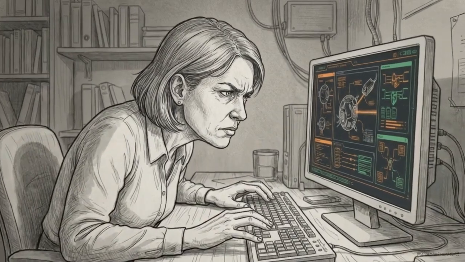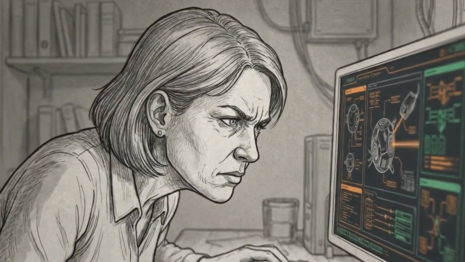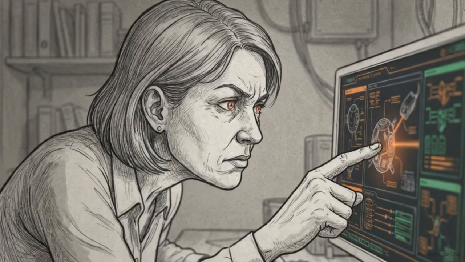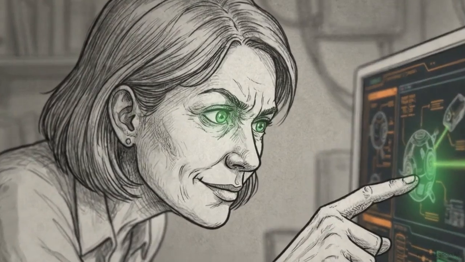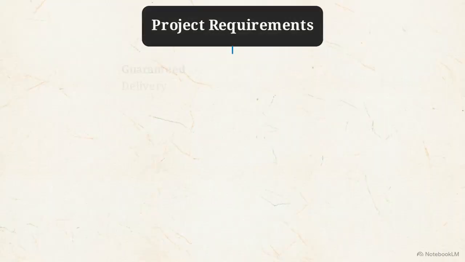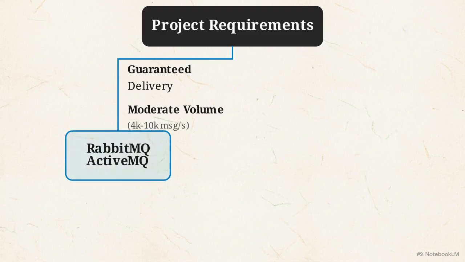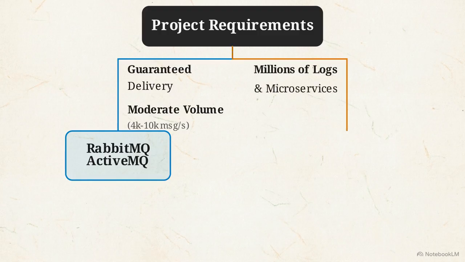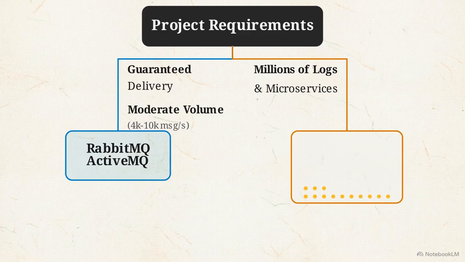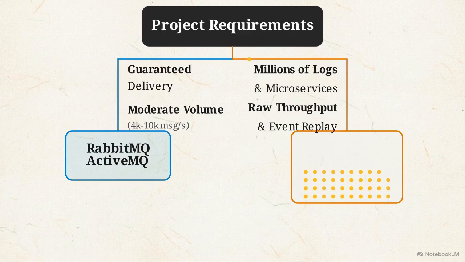Consider the high-reliability developer. You are building an e-commerce platform, a payment gateway, or a system that handles critical financial transactions. For you, guaranteed single message delivery is completely non-negotiable, and your overall volume is moderate. You should deploy RabbitMQ or ActiveMQ. Now consider the high-scale architect, aggregating millions of system logs, performance dashboards, or managing highly decoupled microservice environments. In your case, raw throughput and event replay matter much more than a 100% delivery guarantee. You should deploy Apache Kafka.